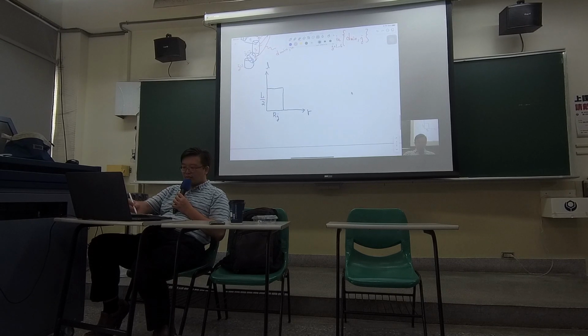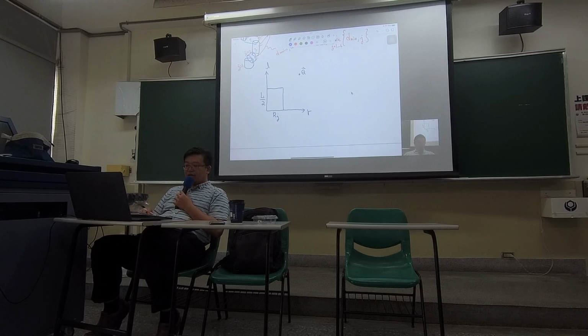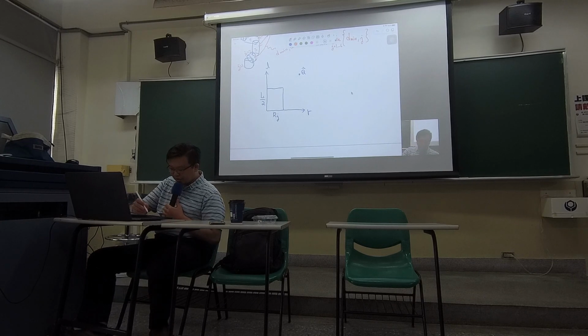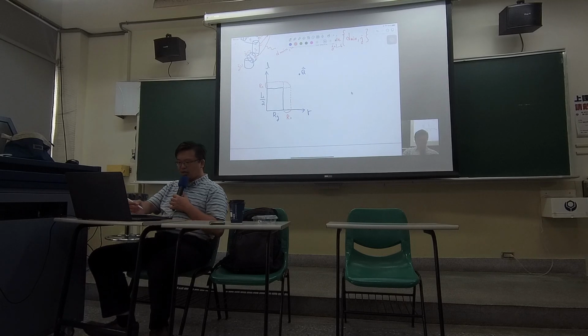So the obstacle could be somewhere here. That's my Q point, or anywhere. Now I have to divide this whole space into multiple regions, and I will tell you why. Now I'm gonna draw some straight lines here. The distance right here is R0. This is R0. And here is like a quarter of a circle.